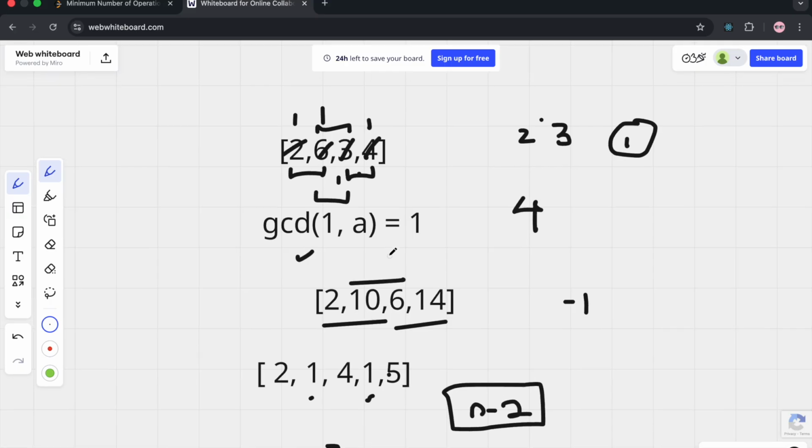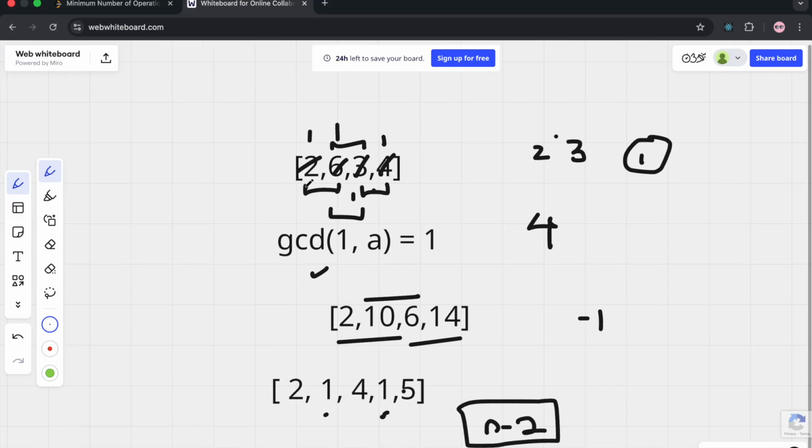If there is no one present in the array, we will figure out whether there is any pair which makes one. If it is possible, for example 3 and 4 make one, then we can make the answer n, because one operation is required to convert one value to one, and the rest of the values will be converted with the help of that one, and one operation is required to convert each of the numbers.